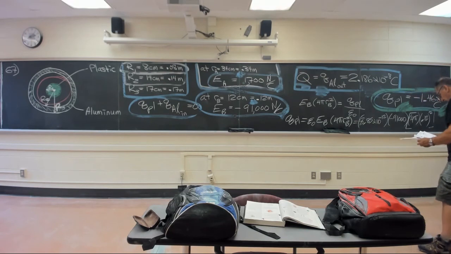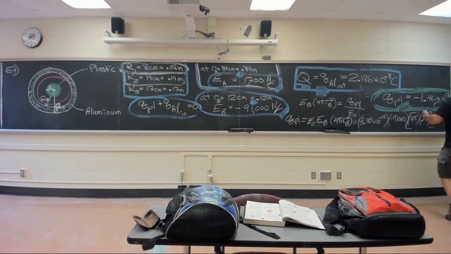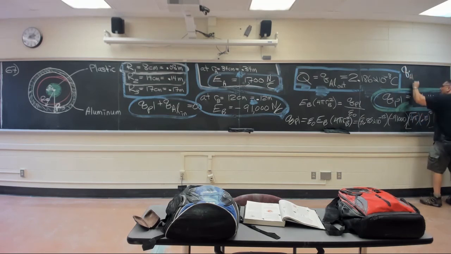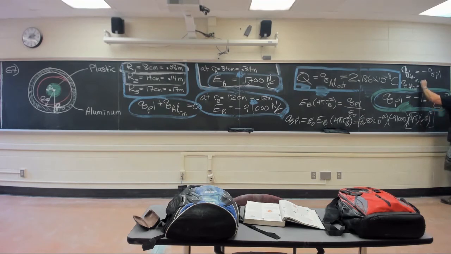Plastic's doing this. Okay, let's keep talking. The aluminum on the inside, I guess what we guessed. Q aluminum inside is the opposite of what's on the plastic. Plastic had a negative on there. The opposite of that is Q aluminum inside is positive 1.46 times 10 to the negative 7 coulombs.